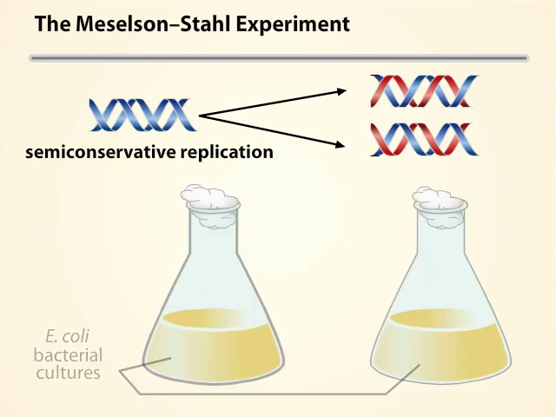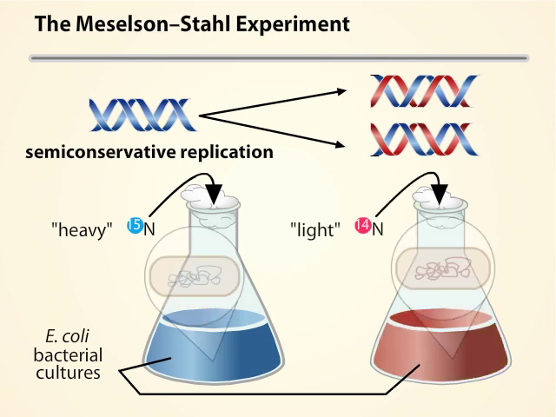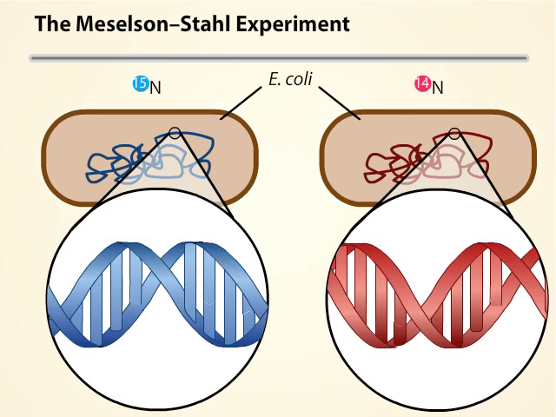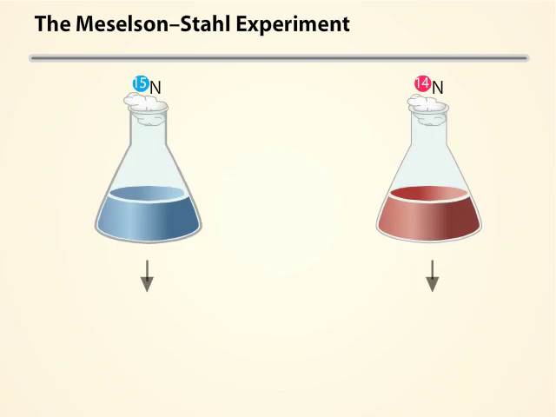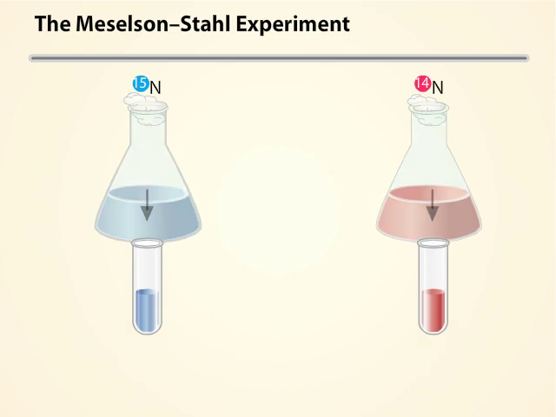They grew Escherichia coli bacteria in the presence of either a heavy isotope of nitrogen, N15, or the ordinary light isotope, N14. After many generations, the DNA in the bacteria contained either the heavy or the light form of nitrogen, but not both. In this example, the nitrogen atoms in the thymine base are labeled with either the heavy or the light forms of nitrogen. The scientists took samples of each bacterial culture. They processed the bacteria to release the DNA into solution.